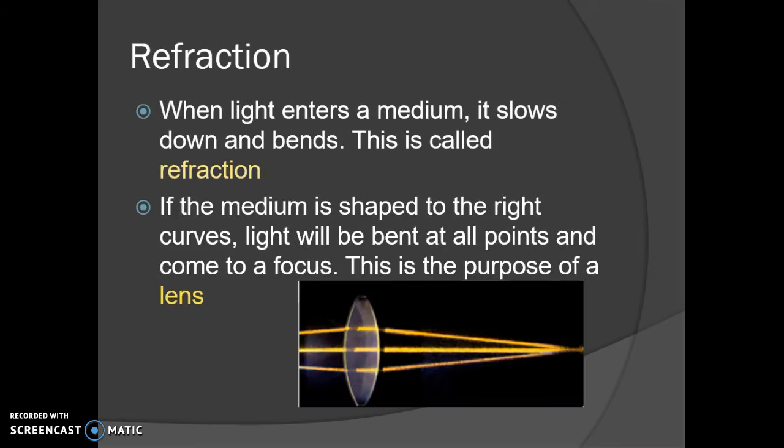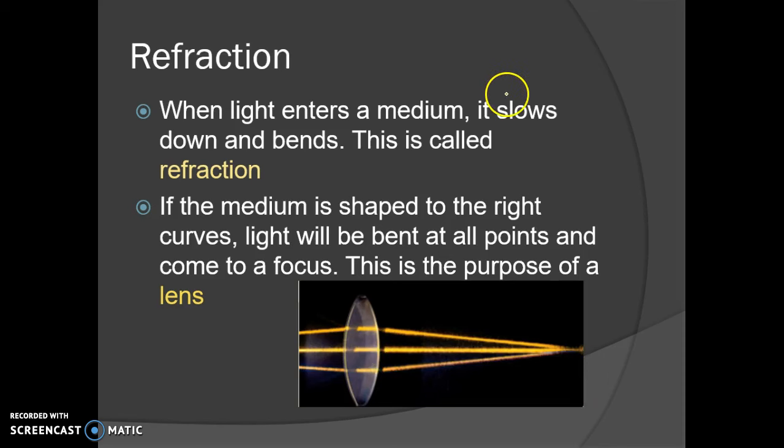All right, refraction. When light enters a medium, it slows down and it bends, and this is called refraction. Okay, so if the medium is shaped and it has the right curves, light will be bent at all points and come to a focus, such as the lens below, and this is the purpose of what a lens does. Okay, so it's going to take all that light and it's going to bend it in.